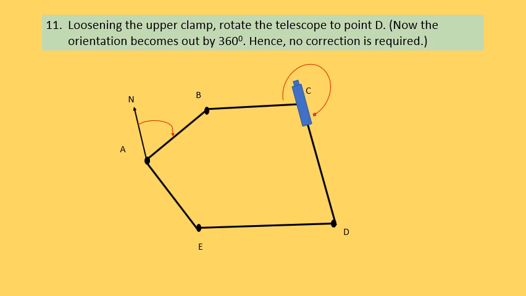So altogether, from the beginning, one full round of almost 360 degrees was completed to sight D. 360 degrees is nothing but 0 degrees. So as the orientation comes up by 360 degrees, we do not have to do any correction. Whatever reading you are getting from the third instrument station will be exactly the bearing of line CD.